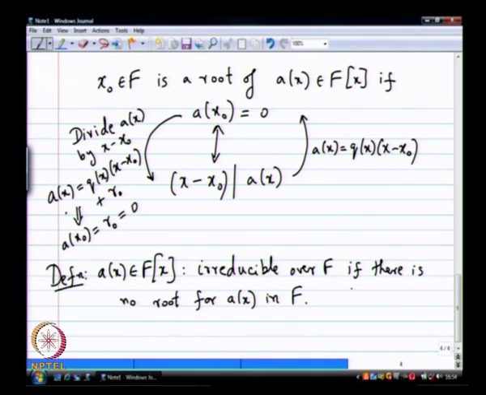Actually, let's rephrase this. This is a very bad definition. So let me change this. I'm sorry for that. Let me take it back and let me write the careful definition first. It's irreducible over f if it cannot be factored. So I have to say something about it.